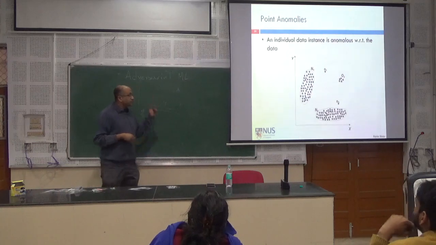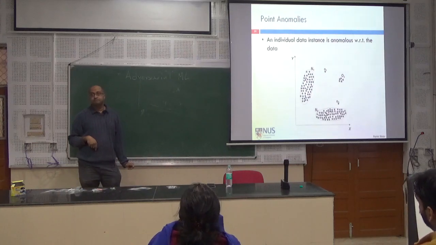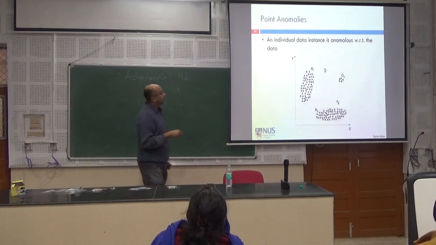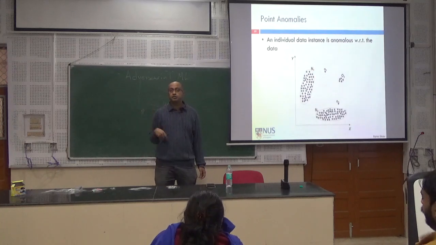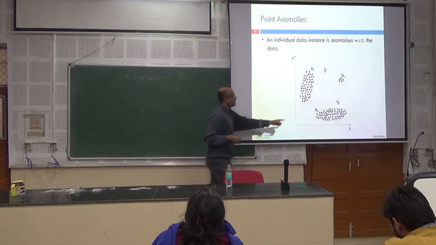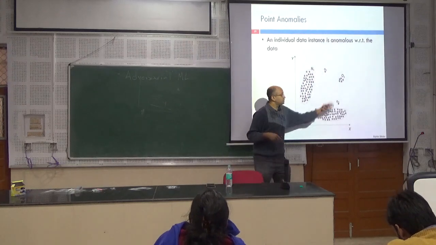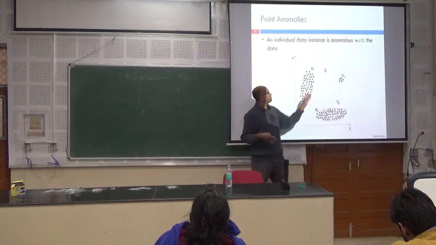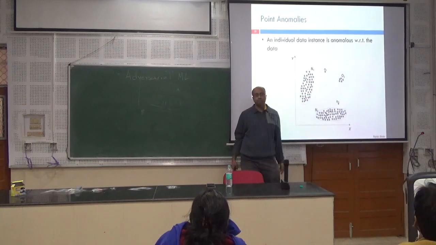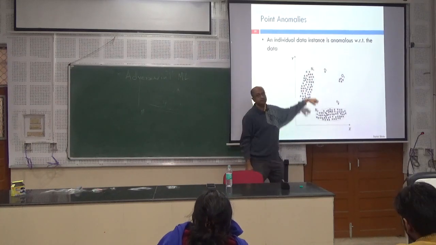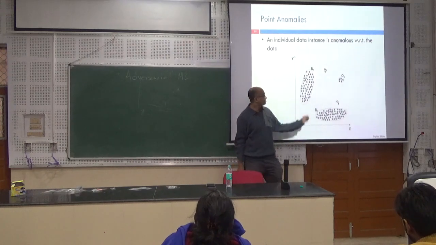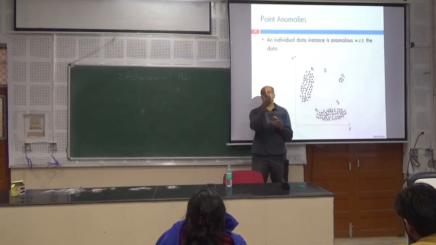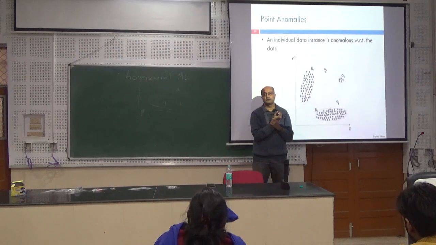This was an example of a point anomaly. Right? So, an individual data instance is anomalous with respect to the rest. So this guy is anomalous with respect to the rest. Why? Because it really is too far away. It doesn't belong here. So I can say that one particular instance is anomalous.